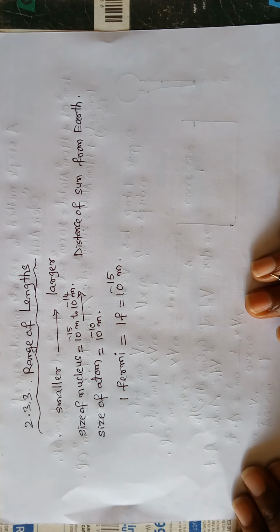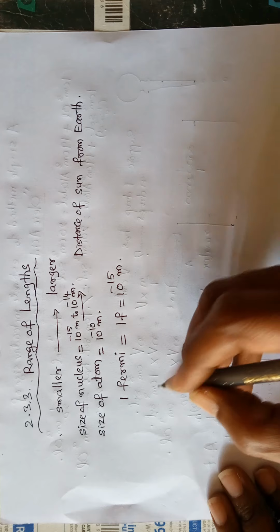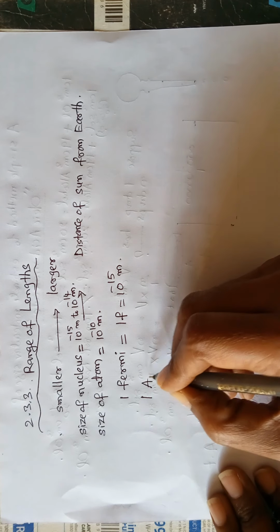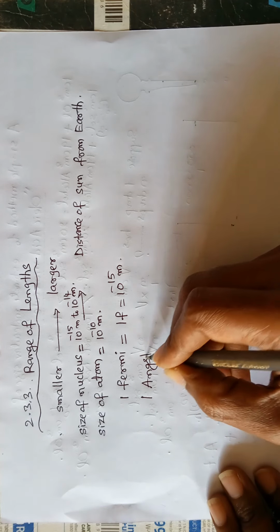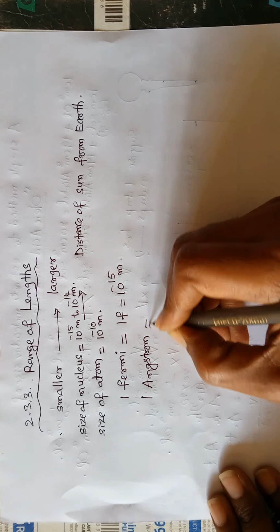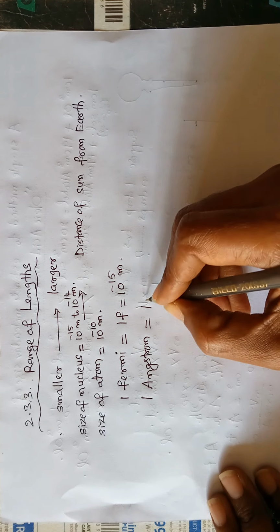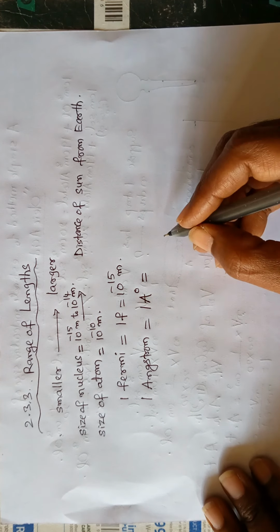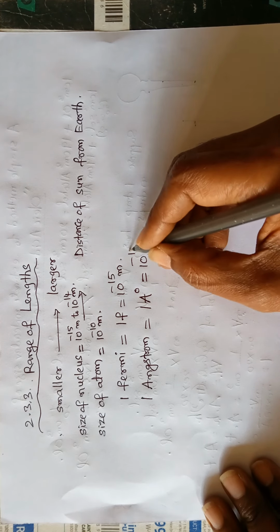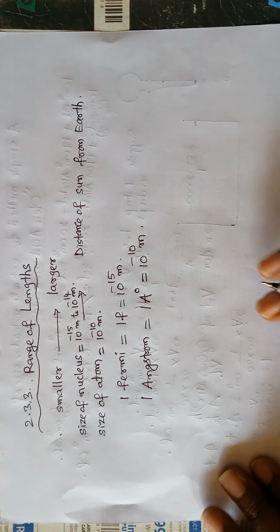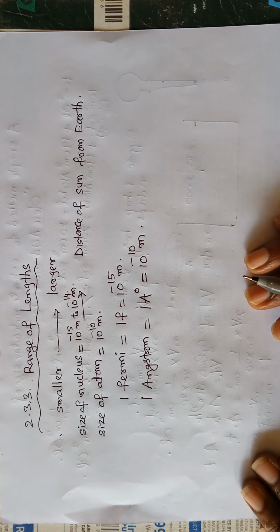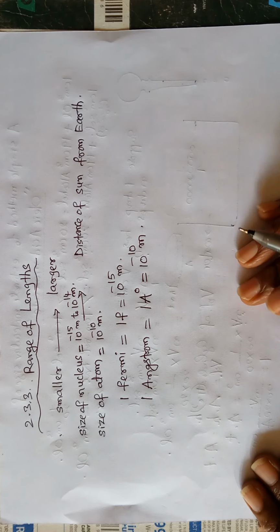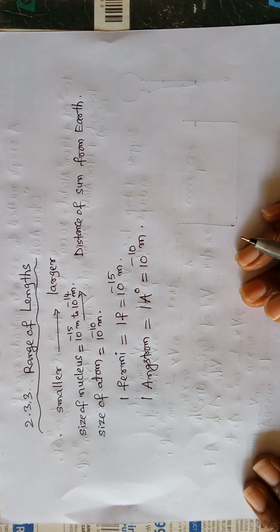Right. Another unit is chosen. 1 angstrom, it is written as 1 capital A with a circle on top, like this. And this is equal to 10 power minus 10 meters. So it means what? Size of atom is 1 angstrom. Okay. Now smaller lengths over. Now let us go for larger lengths.